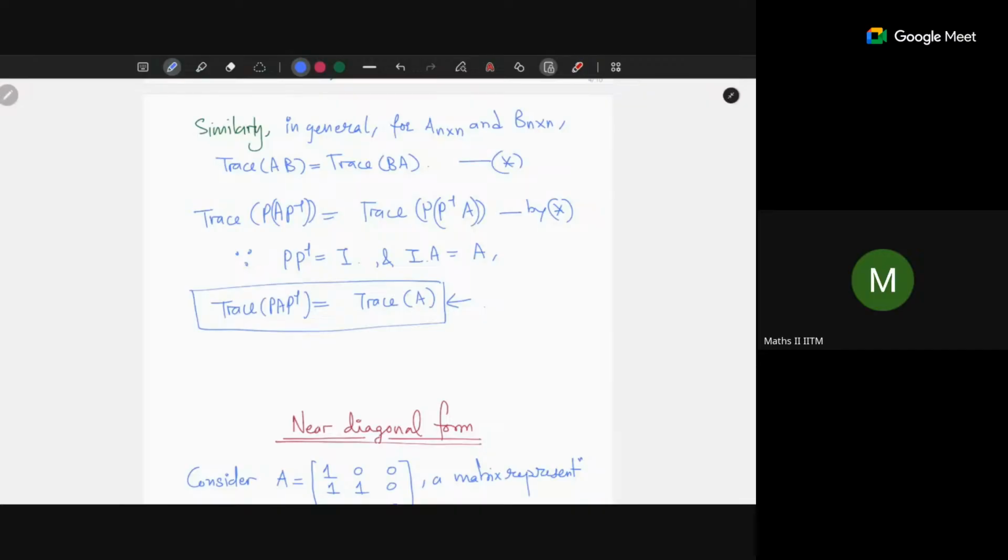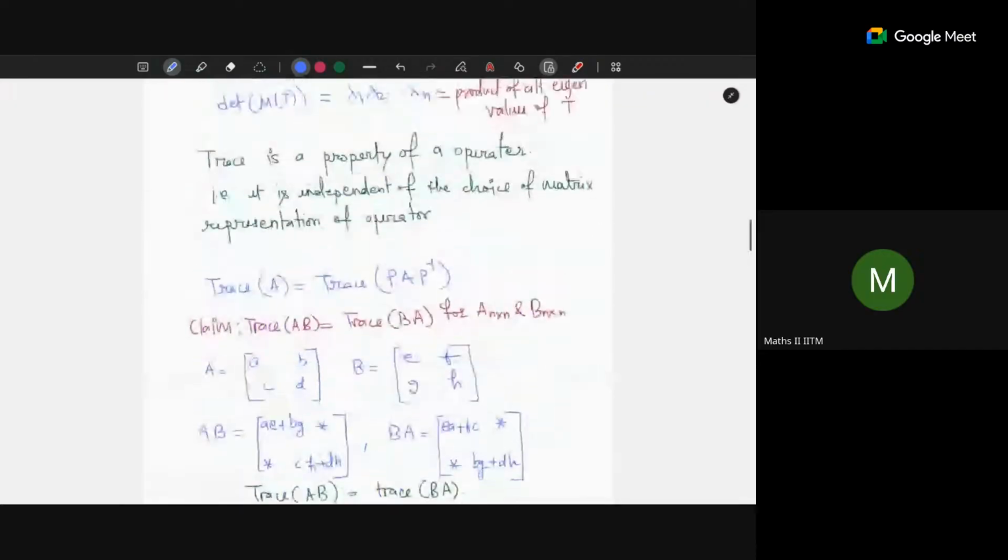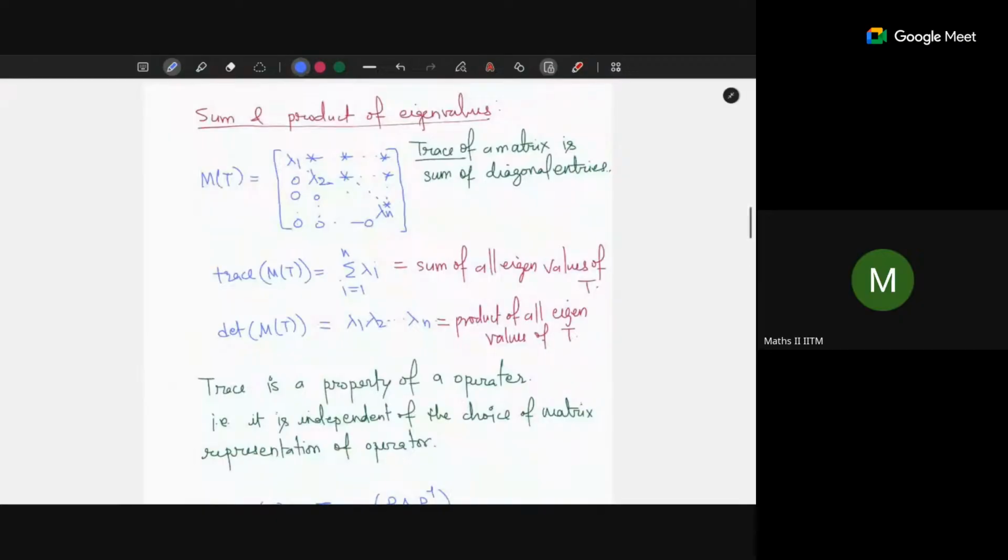So the trace of an operator is a property of the operator, not a property of the matrix representation. That is clear now. Now let's come back to the determinant. The determinant is the product of eigenvalues, as you can see in this case. Again, the same argument holds true for the determinant also. The determinant of an operator is a property of the operator, not a property of the matrix representation.